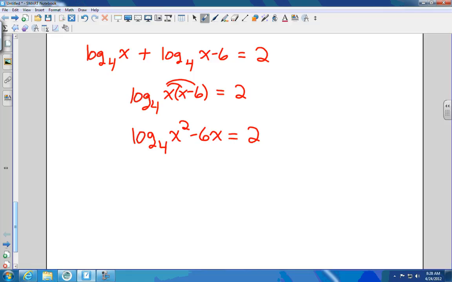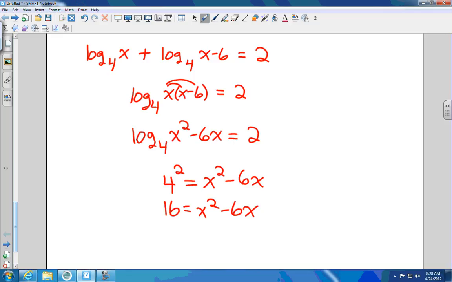Exponential. How do we do that? What's your base? So we have 4. What's your exponent? 2. So 4 to the second equals x squared minus 6x. Remember, this to this equals that. So we have 16 equals x squared minus 6x.